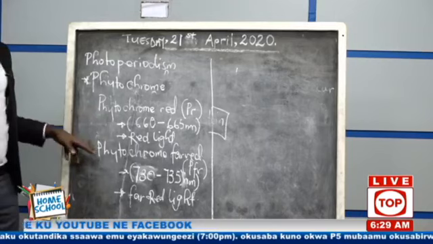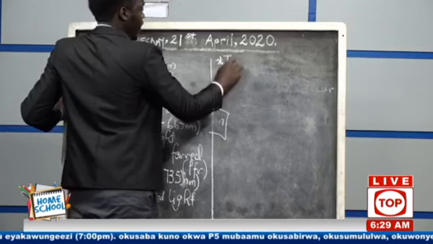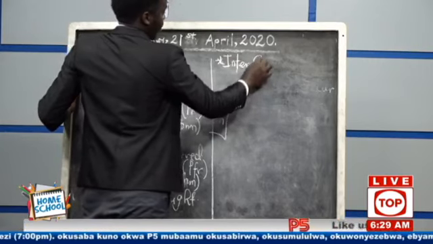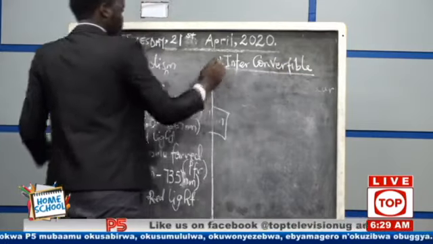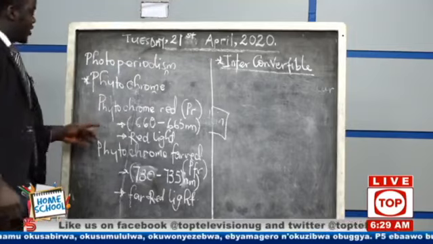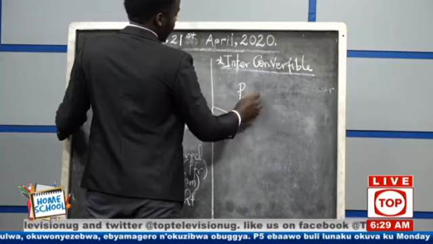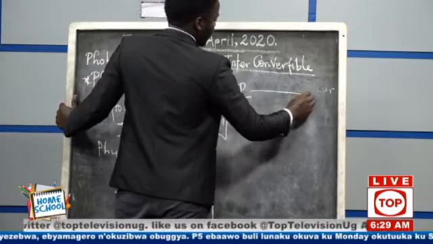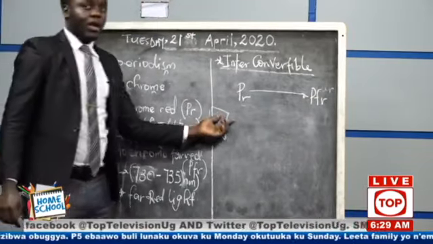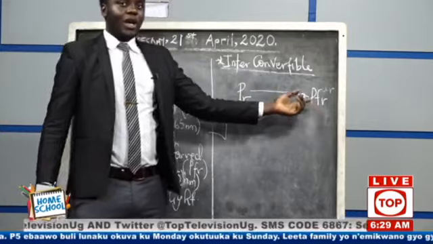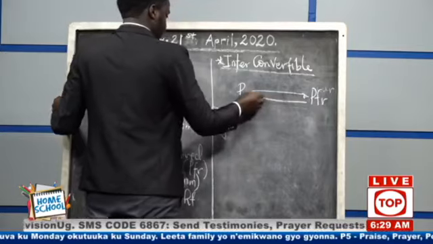Now, you should also know that these two phytochromes are interconvertible. What does that mean? It means that phytochrome red can become phytochrome far red, and likewise, phytochrome far red can become phytochrome red.